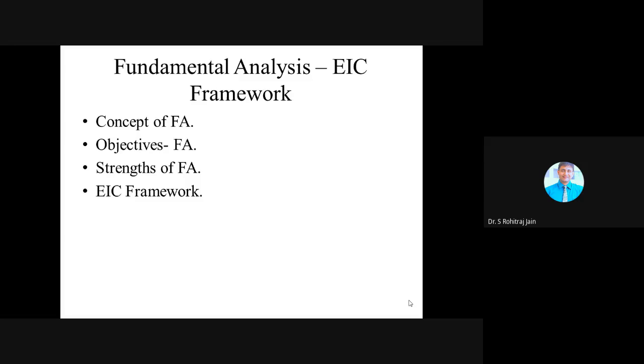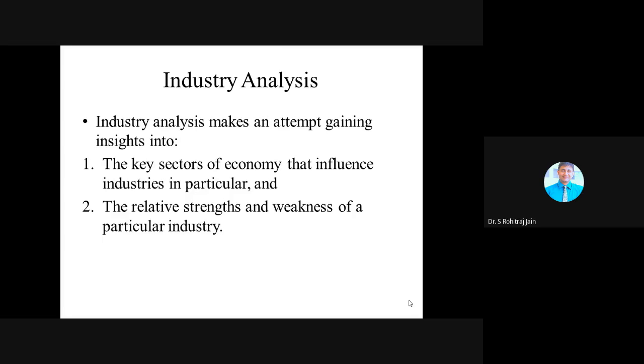Then finally, we even studied the EIC framework. That is macroeconomic analysis, industry analysis, and company analysis. So these were the concepts which we discussed thoroughly in the earlier class. Now today we will discuss industry analysis. See, industry analysis makes an attempt at gaining insights into the key sectors of the economy that influence industries in particular, and the relative strengths and weaknesses of a particular industry.